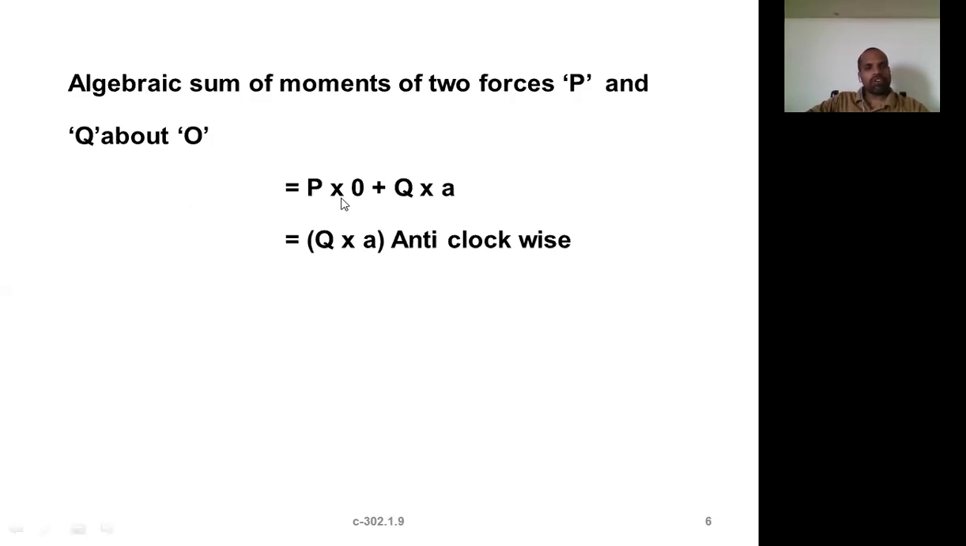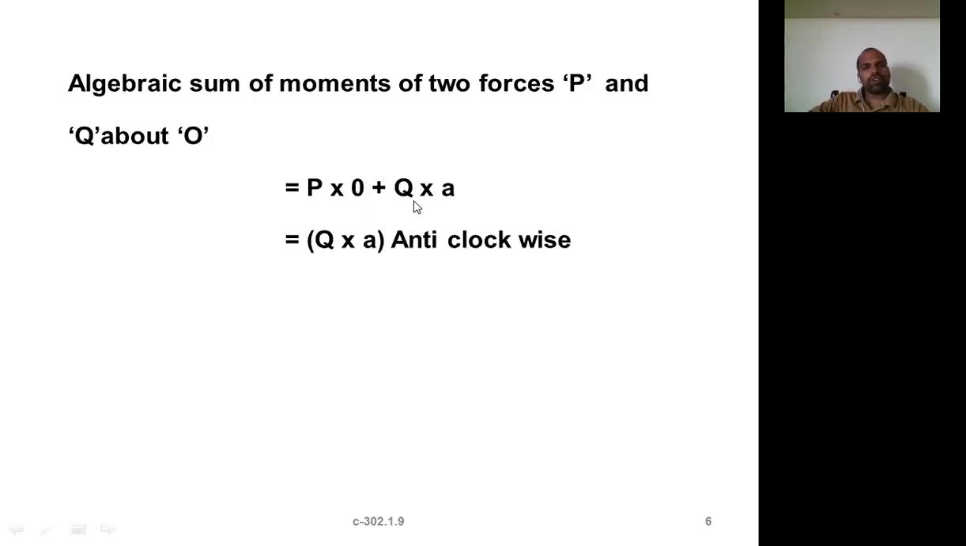That is nothing but P into zero. What is zero? Because the point is O and your force is also passing through the point O, the distance D becomes zero, meaning the perpendicular distance becomes zero. When the distance is zero, the moment, which is nothing but force into distance, obviously becomes zero. That's what P into zero is equal to zero.